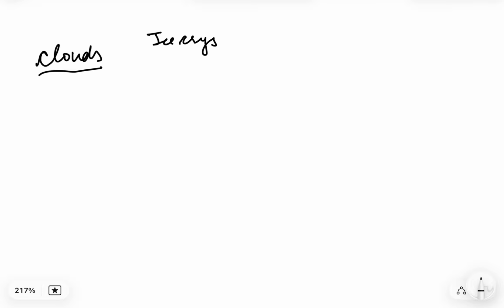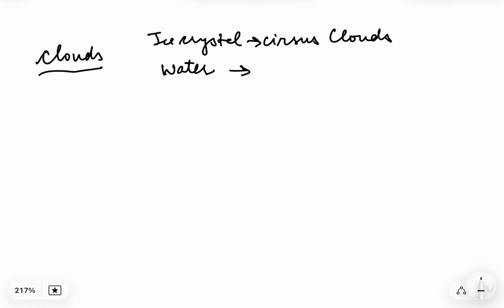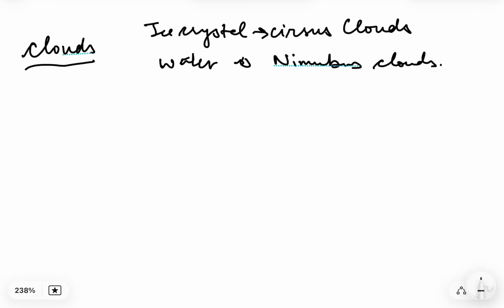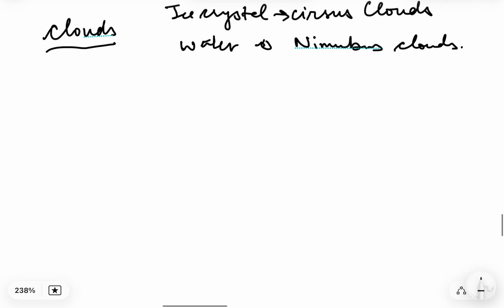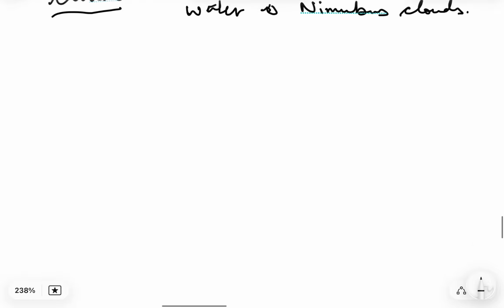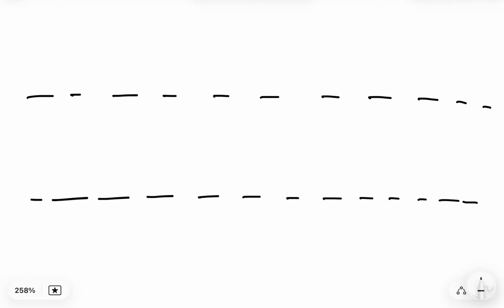the clouds which have the ice crystal are cirrus clouds, and the clouds having the water droplets are the nimbus cloud. According to the height, we can differentiate in them.